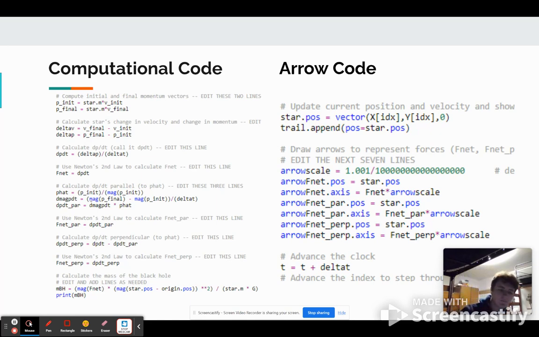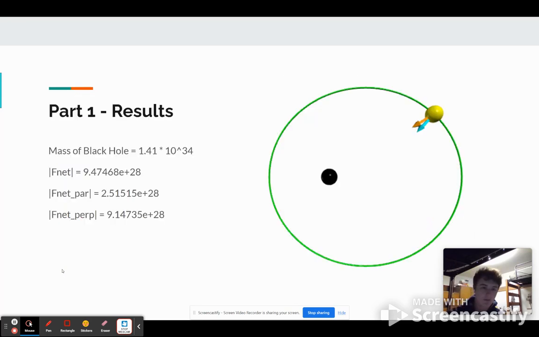And then the last part that is important is this bottom left corner with the MBH, which is the mass of the black hole, which we set. We rearrange the force equation of F net equals big G times mass 1 times mass 2 all over r squared to find the mass of the black hole and to calculate it over and over again as we go through our orbit. On the right side is the code to show the arrows that are nice for visual but not super important, so I don't think I'm going to go over that.